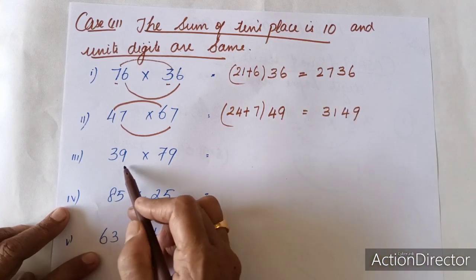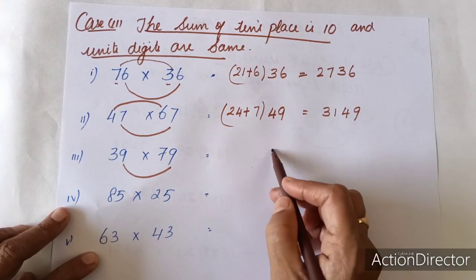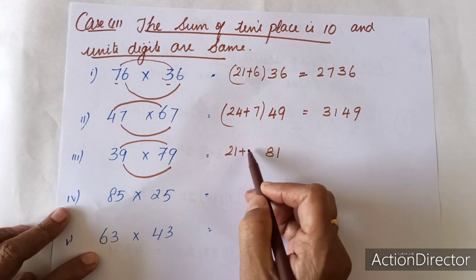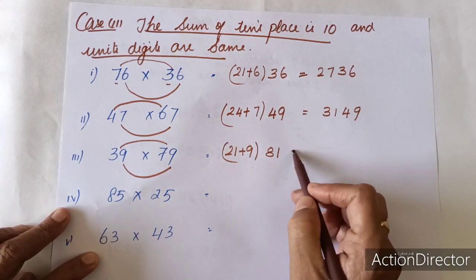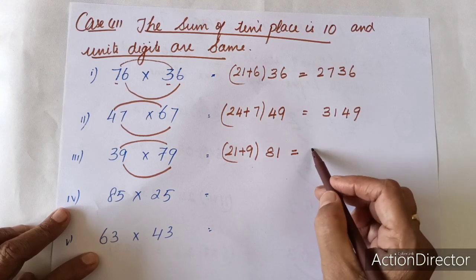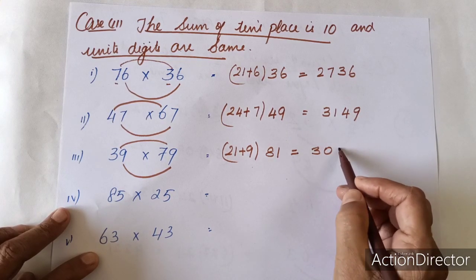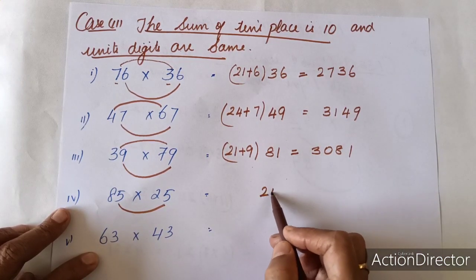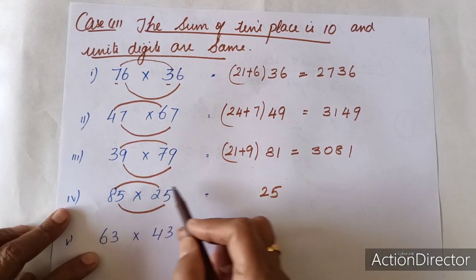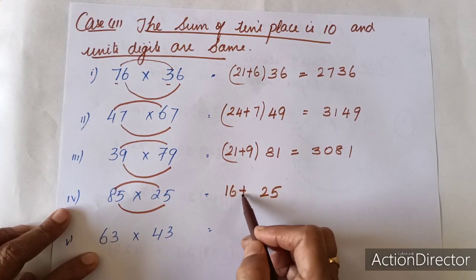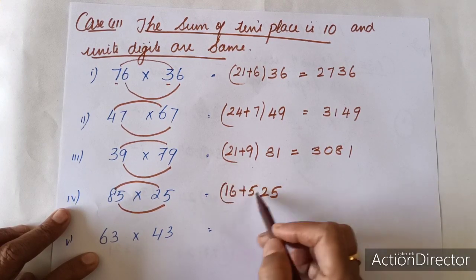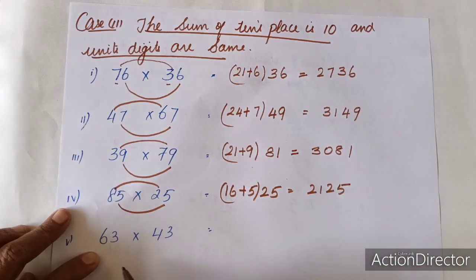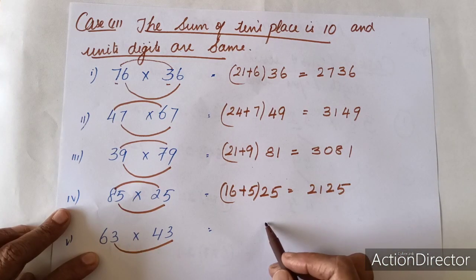Next one, 9 9s are 81. 3 7s are 21. 21 plus 9. So this will be equal to 3081. Next, 5 5s are 25. Next, 8 2s are 16 plus add the unit place, which is equal to 2125.